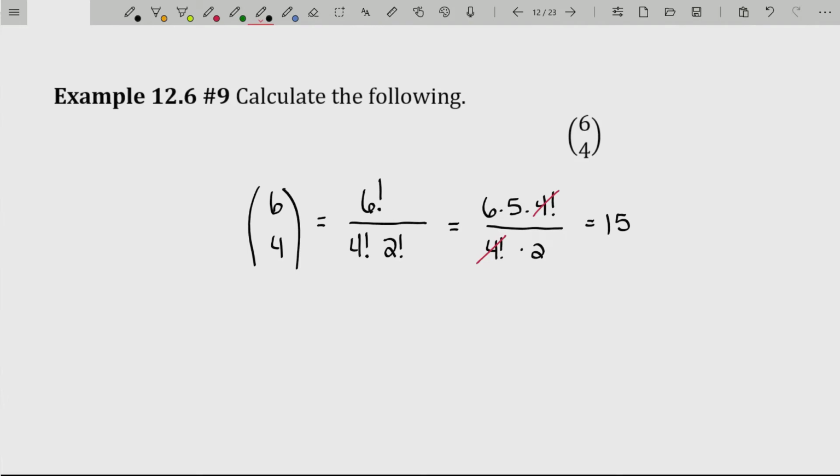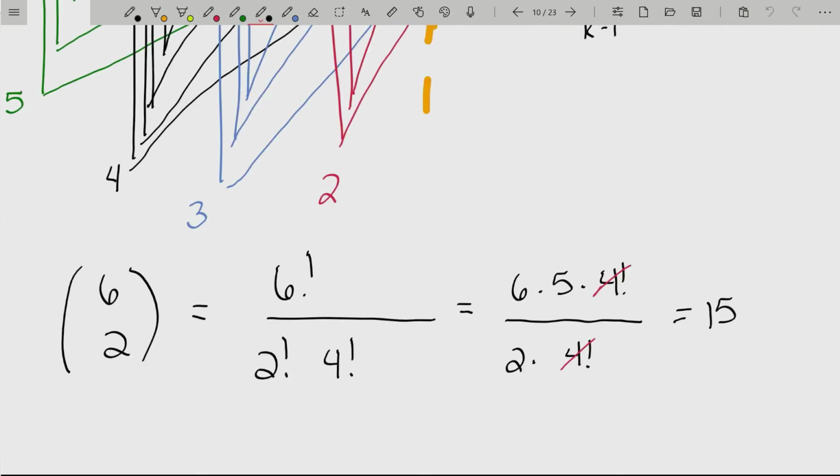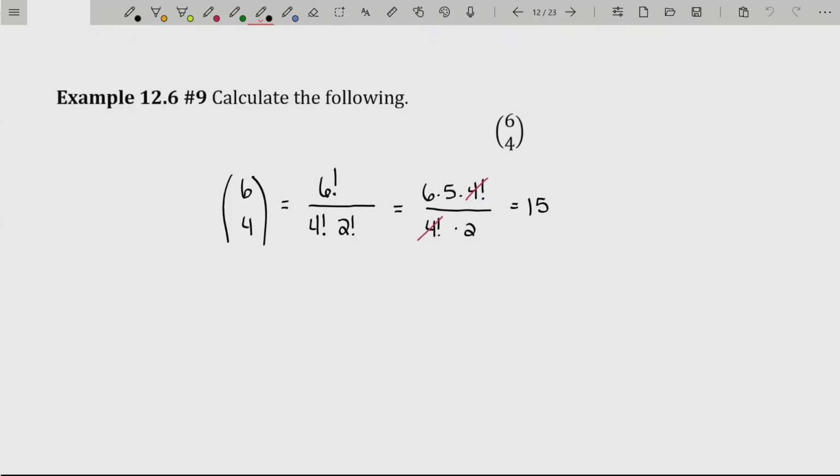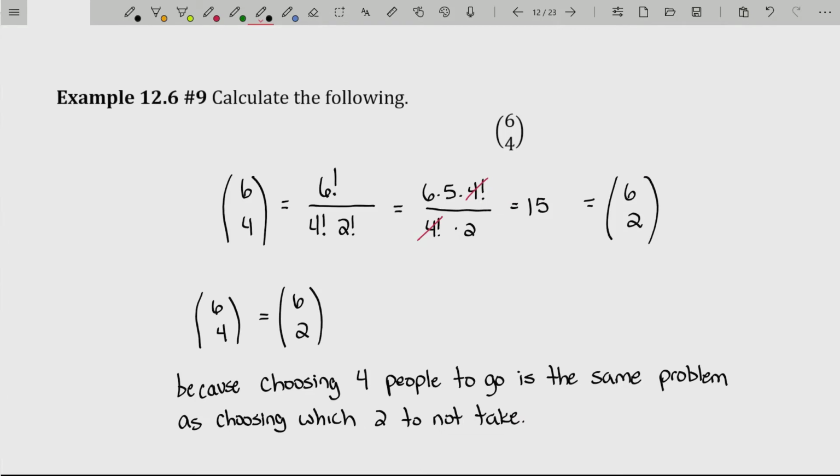Didn't we just see that right here in our introduction? 6 friends and you choose 2 of them to take to the party. There are 15 options. That's the same as choosing 4 people to take to the party? Well, of course it is. It's totally the same. Why would I say, of course, that this is the same as 6 choose 2? It's because choosing 4 people to go is the same thing as choosing 2 people to not go. So that's why those are the same computations.